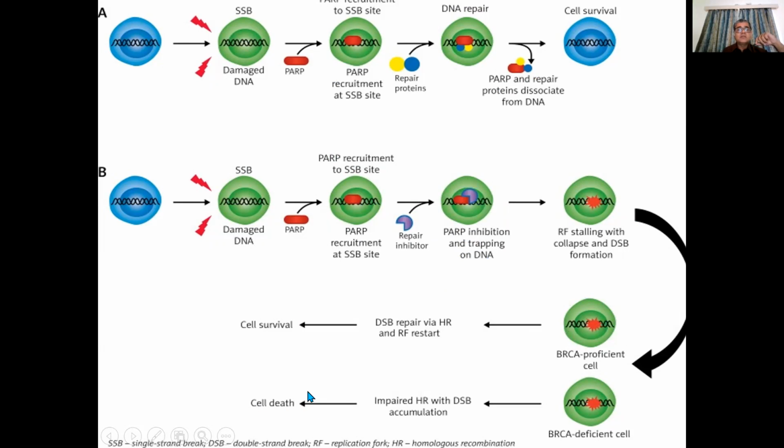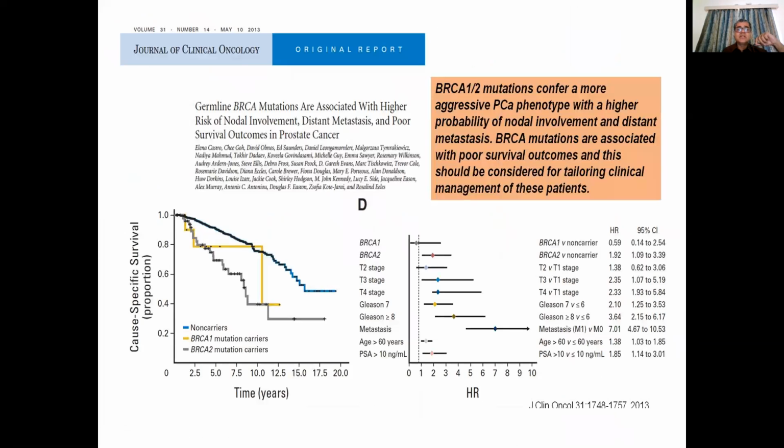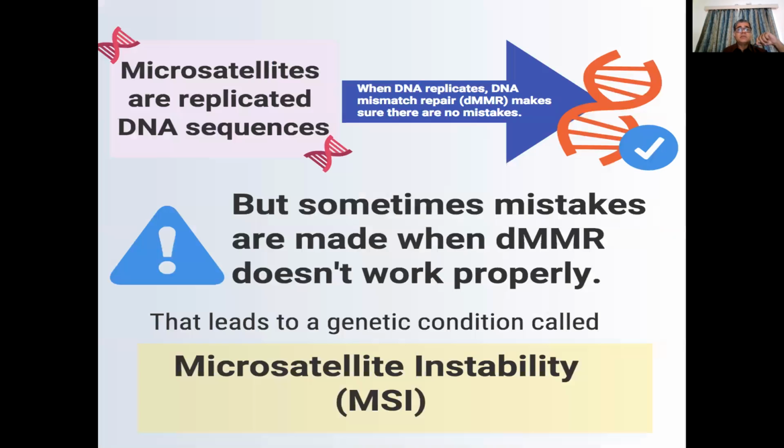So that's the fundamental idea behind PARP inhibition in BRCA deficient patients. It is already well known that BRCA1/2 mutated patients have a more aggressive prostate cancer phenotype, with a higher incidence of nodal metastasis and distant metastasis. And it is in these patients with BRCA1/2 mutations, and several others in the same HRD pathway, that you can target using PARP inhibitors like olaparib.